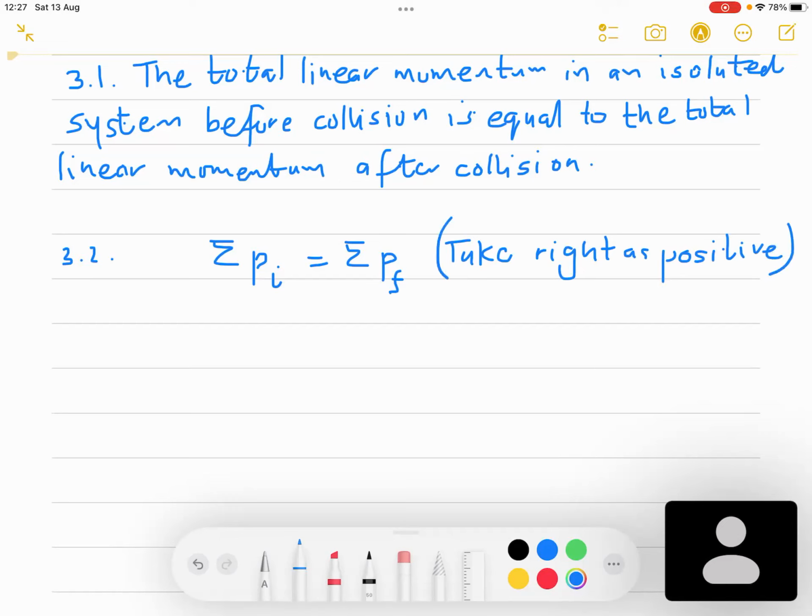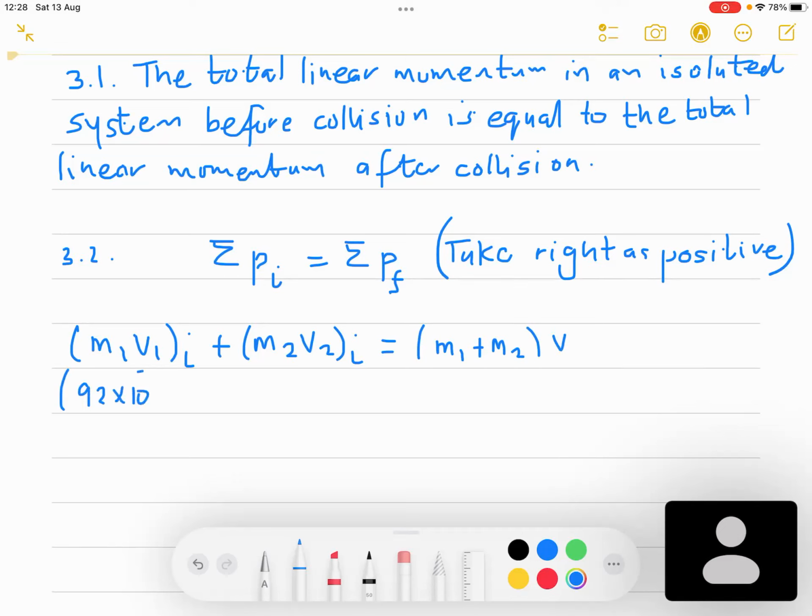So what is the initial momentum? It is mass of car one times V of car one initially, plus mass of car two times V of car two initially. That must equal the final momentum, which is just mass of one plus the mass of two, times V. So the equation is easier in this case. Now we need to substitute the values. Mass one is 92 times 10 to the 3, and V1 is 1.3 meters per second.